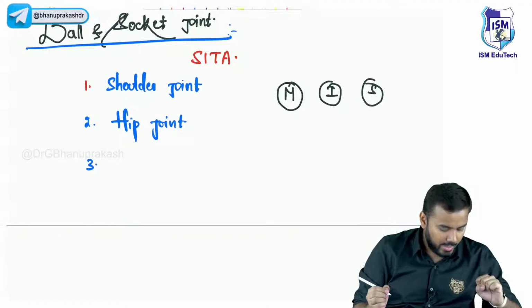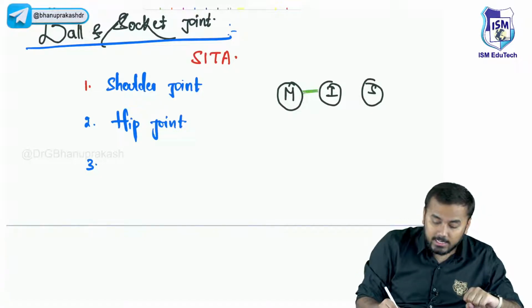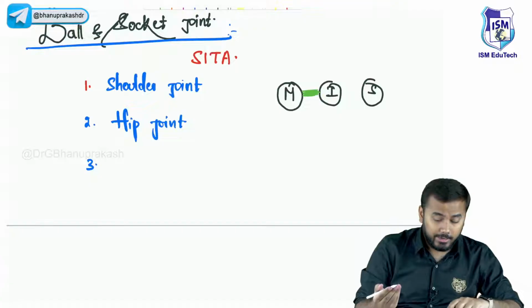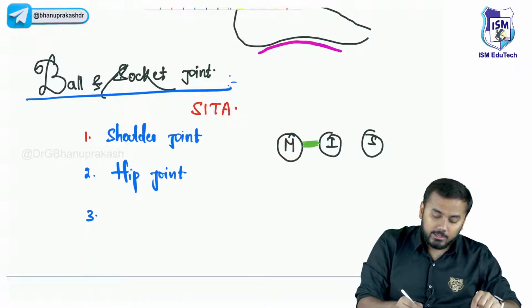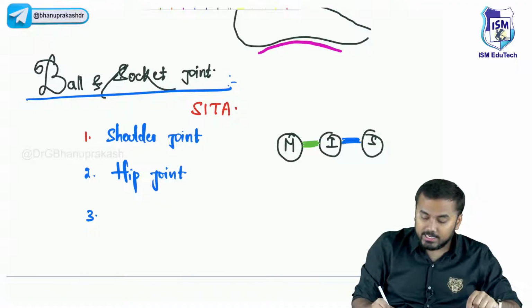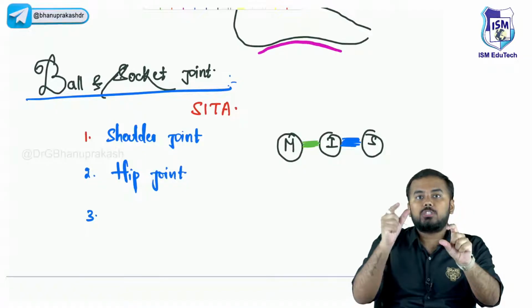Now between malleus and incus, I already told you the joint, right? What is the joint between malleus and incus here? That is the saddle joint. Now I'm telling you the joint between incus and stapes: the incudostapedial joint.